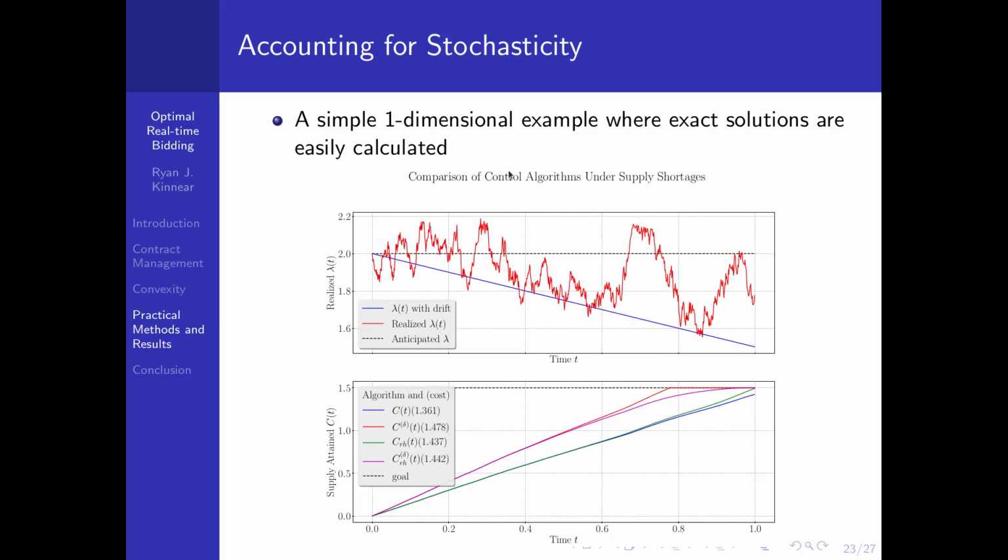Okay, so here's a simple one-dimensional example where the forecasted amount of supply is given by the dotted line, but the actual supply is this red line which drifts downwards, and the receding horizon and the over-provisioning smooth out the acquisition to ensure that the contract is actually fulfilled and without spending too much to do so.